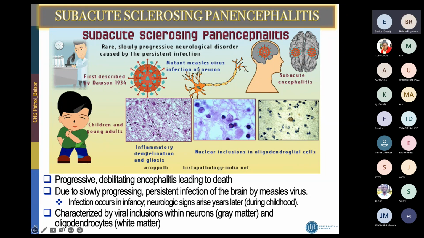So there is mutant measles virus infection of neurons. So children, the young adults. So there will be inflammatory demyelinization and gliosis. So gliosis ni kimwe no kuvuga sclerosis cyangwa se fibrosis. So ni ituma hazamo ijambo sclerosing. So new inclusions.